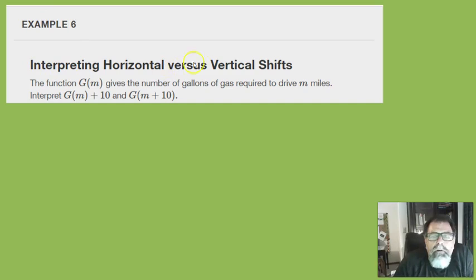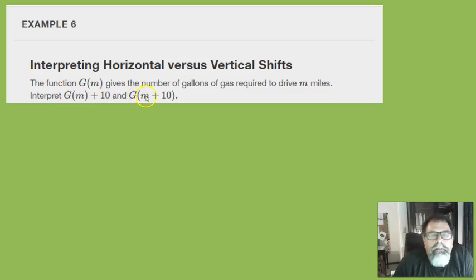Example 6, interpreting horizontal versus vertical shifts. The function g of m gives the number of gallons of gas required to drive m miles. Interpret g of m plus 10 with the plus 10 outside. So that's the way I think of it. It's outside. Remember, g of m is your output value, and you're adding 10 to the output value. So g of m is the number of gallons of gas required to drive m miles. So we're going to add 10 to the output of gallons. So this is going to be 10 gallons extra than whatever is required.